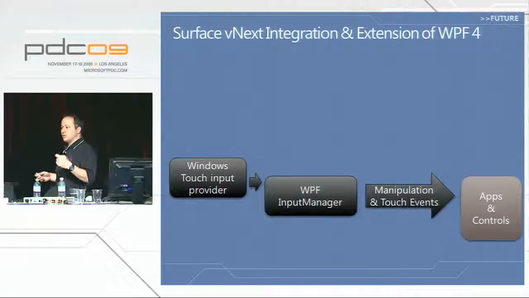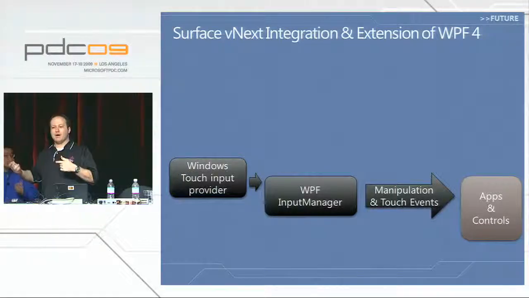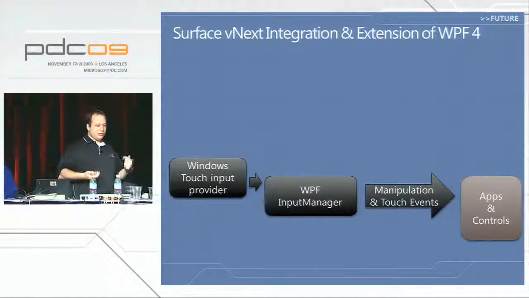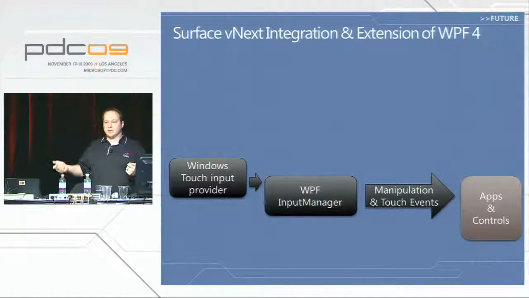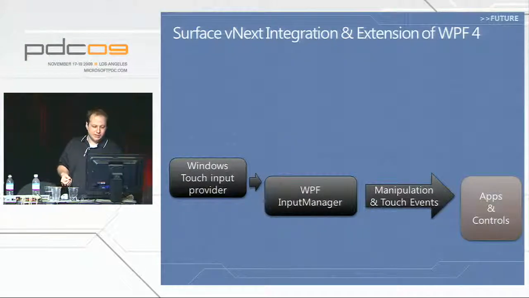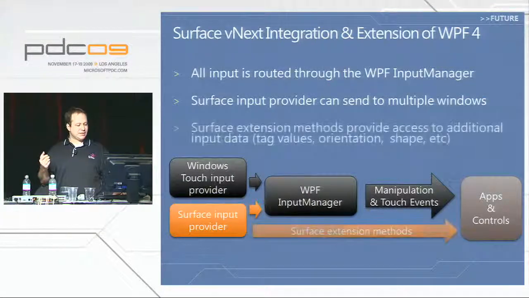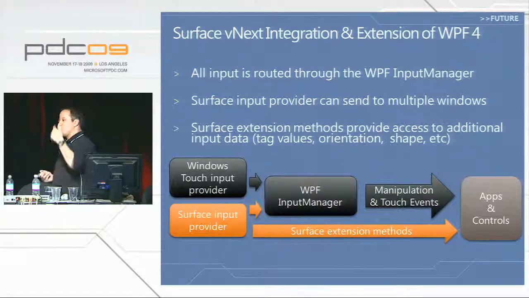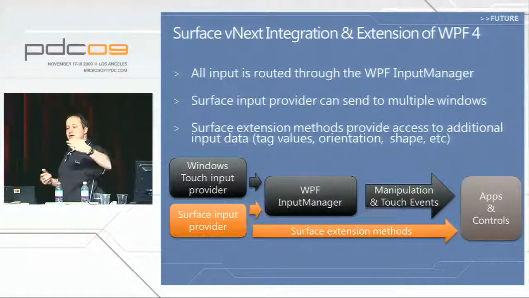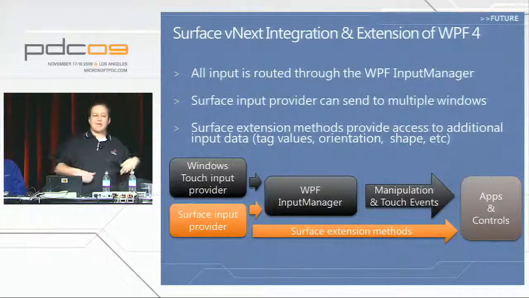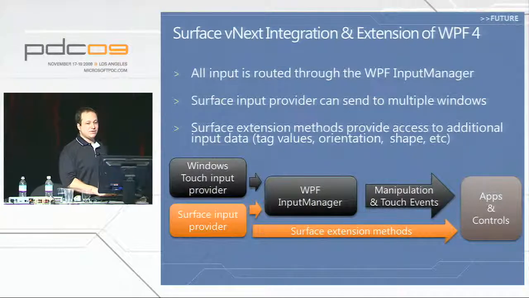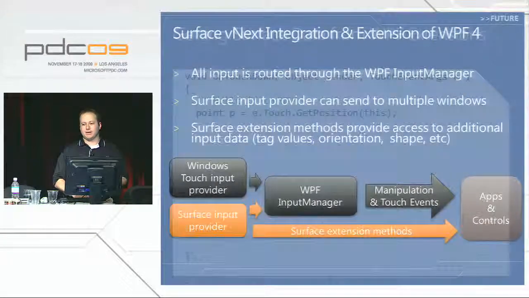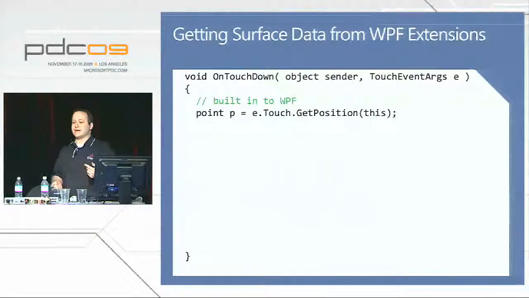I can talk real quick about how we're going to build on top of the WPF4 input infrastructure and expose to applications Surface-specific input data. I'm going to fly through this because we're a little short on time. Essentially, we're going to plug into WPF's input manager for sending basic touch input. And then we're building a set of extension methods for apps to reach out and get extra data like the orientation or tag data.